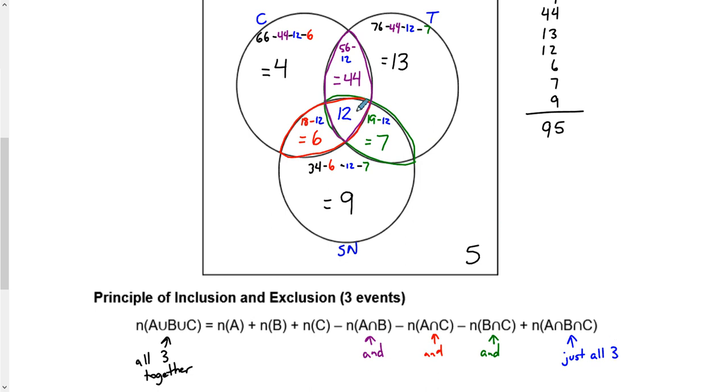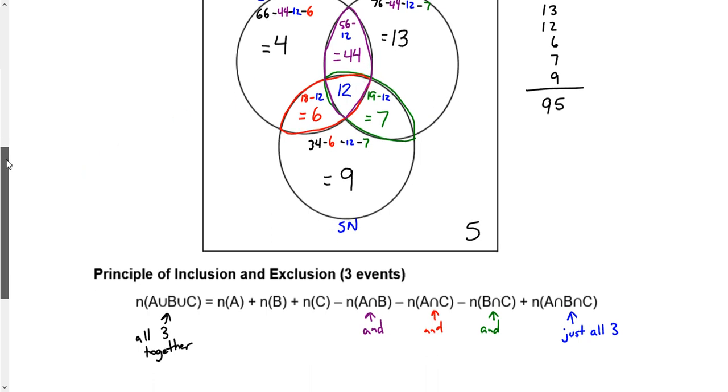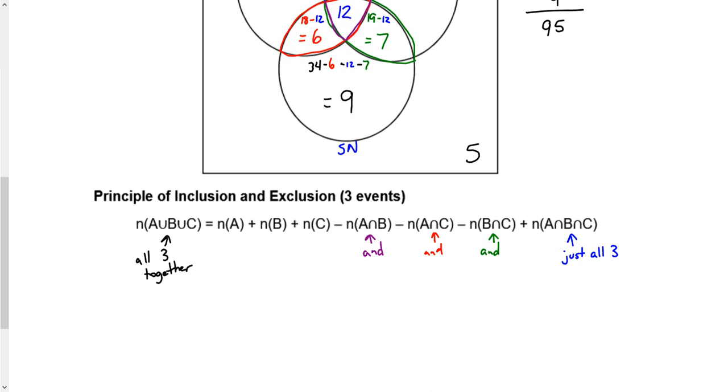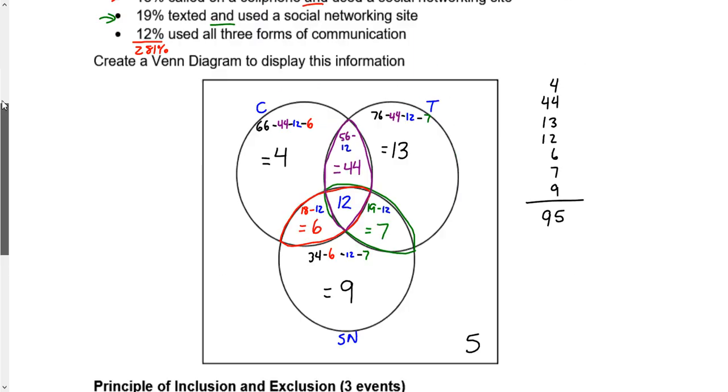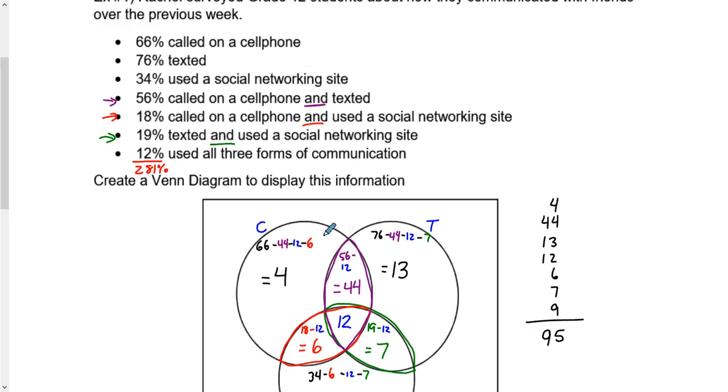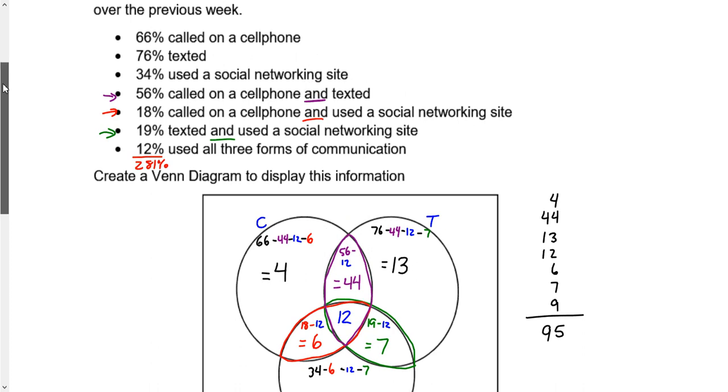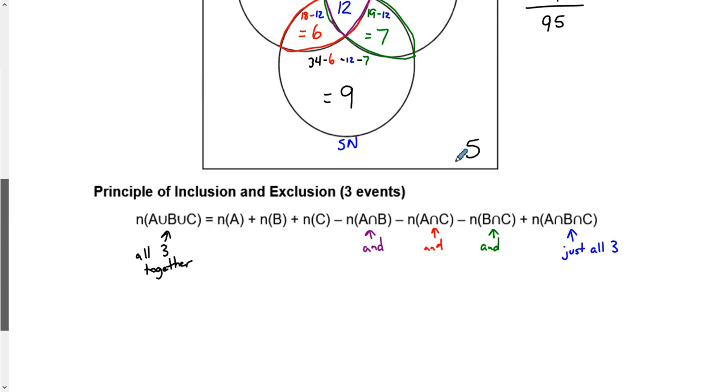It's all about what's in just all three. So in this case, it was the 12% that used all three forms of communication. Now, if we use the numbers for this, the biggest thing is we couldn't have actually used this formula to do all of this. We had to actually use some common sense and some logic to fill in our here. Because it doesn't say anything about this 5% in here. We would be going in blind right here.